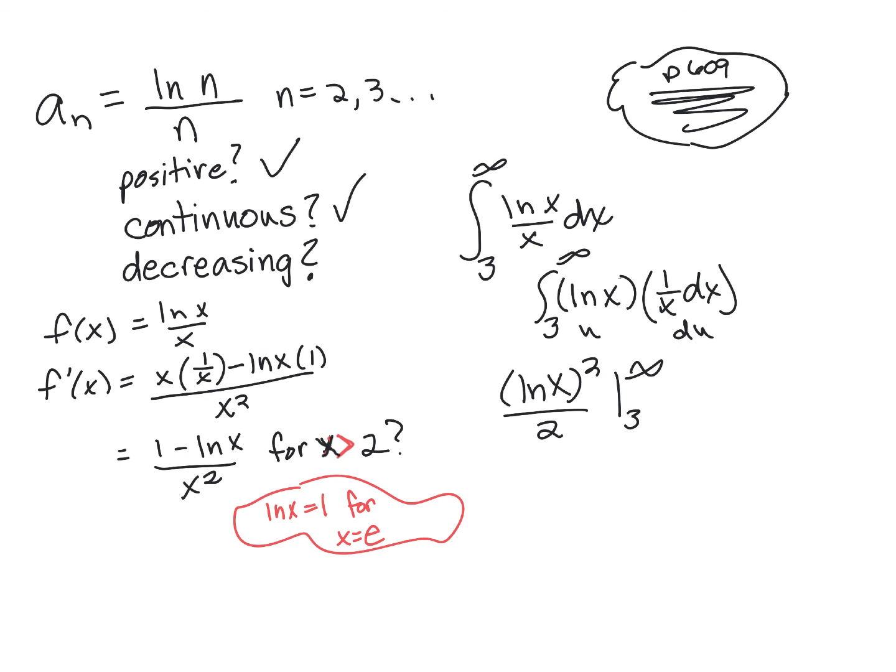We plug in the infinity, and what do we get? We get infinity. This series diverges. Now you try the homework for this part. I think it was 3 through 31.